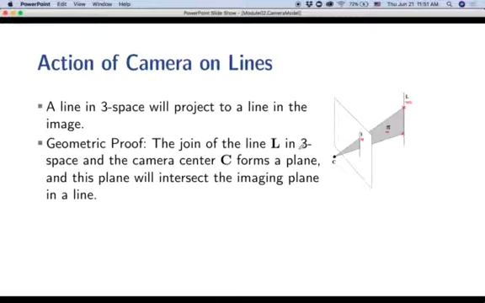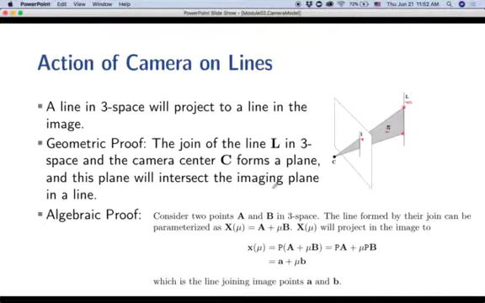Remember, we talked about invariants of different transformations. So the invariant of this pinhole camera is that lines remain lines, straight lines remain straight lines. So it's a fundamental property. So I also want to prove it algebraically, just by algebra.